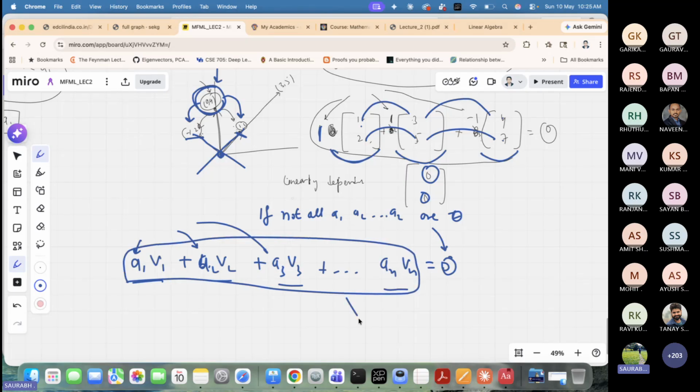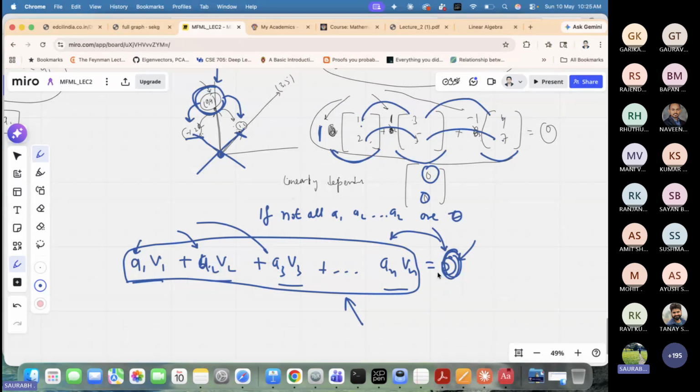Now, going by the definition, think of it as the zero vector. Zero vector is already a linear combination of these vectors. So the zero vector would always be linearly dependent, no matter what. It would always be a dependent vector of all the vectors that exist in that space.